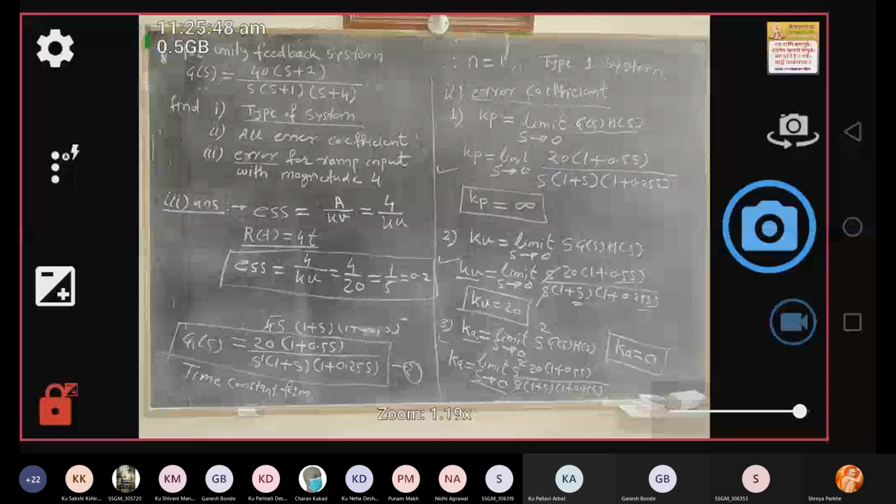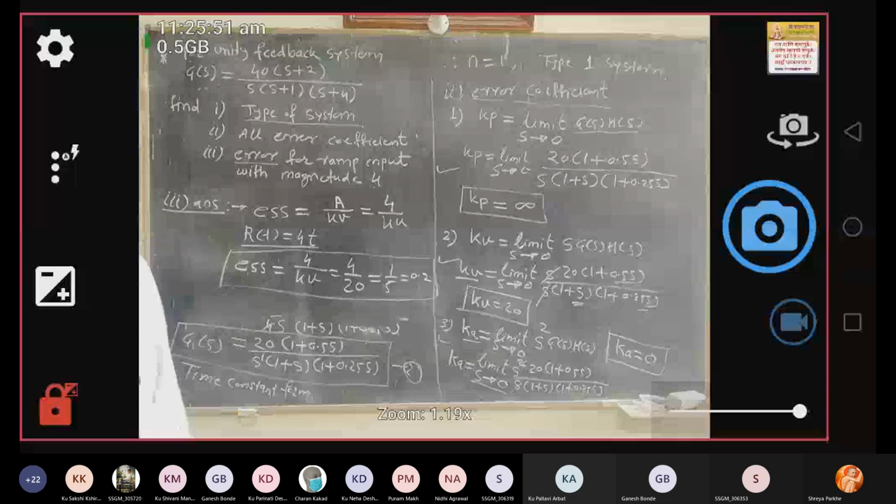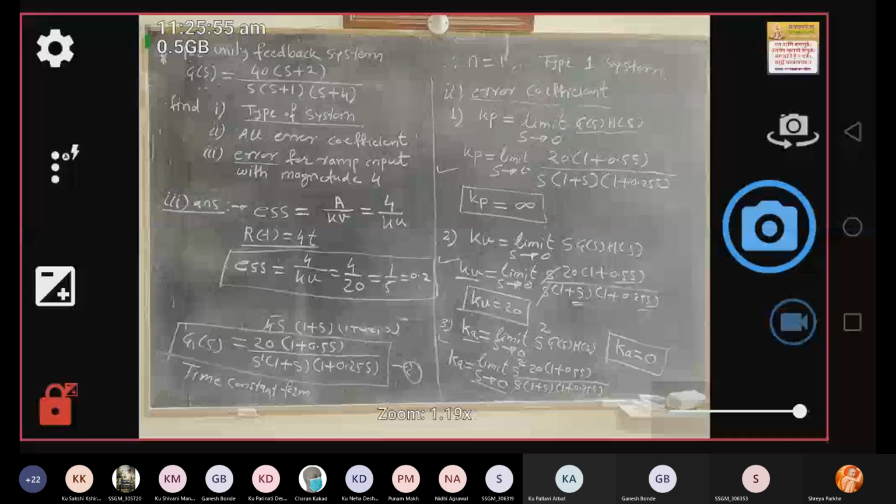So this is the problem. Similar type of problem can be asked in the examination. Only little bit changes will be there. Okay, but these are the steps to solve the problems based on static error coefficient with different types of the system.